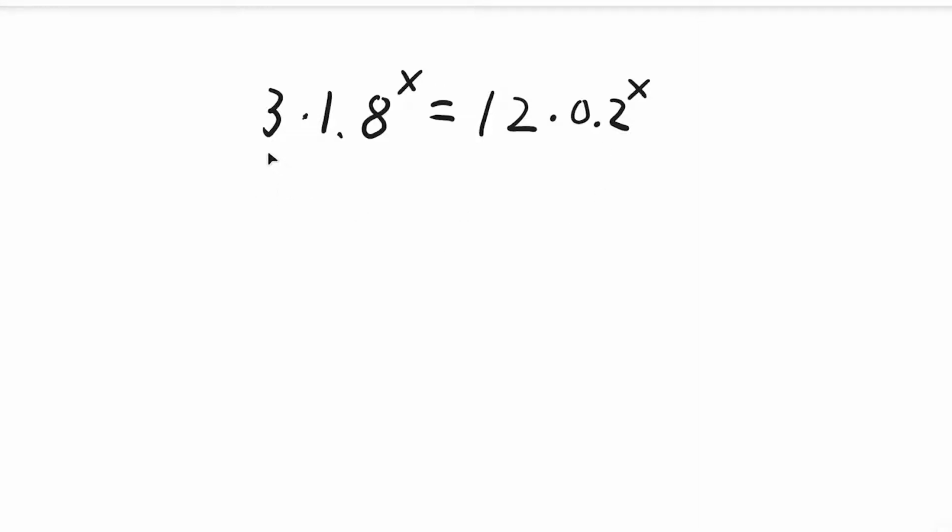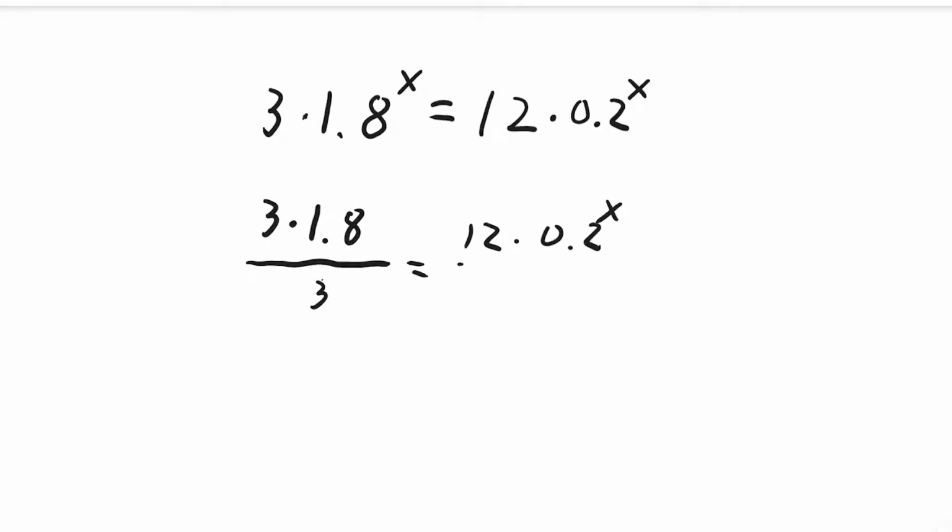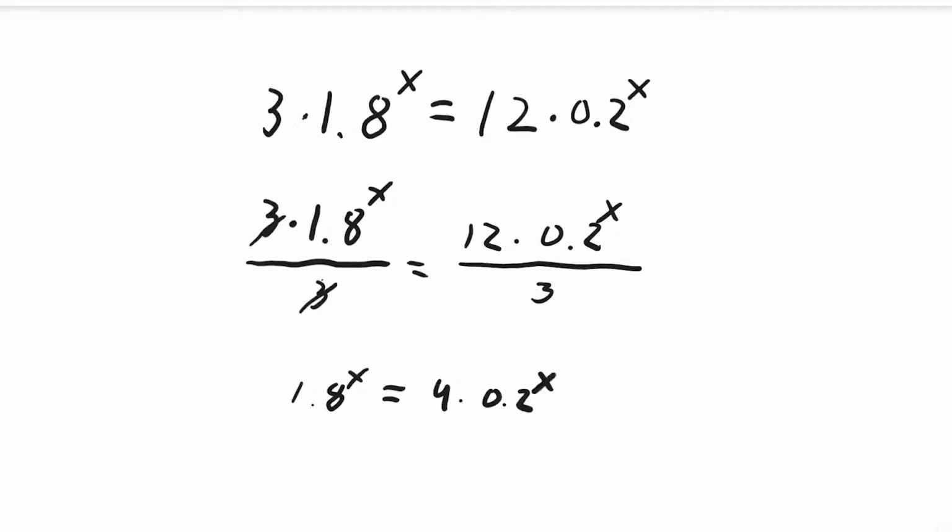So I'll start out by dividing by 3 on both sides. So 3 times 1.8 to the x divided by 3 equals 12 times 0.2 to the x divided by 3. So 3 goes to 3 here, and we need an x here, obviously. So 1.8 to the x equals, and 12 divided by 3, that's 4. So 4 times 0.2 to the x.